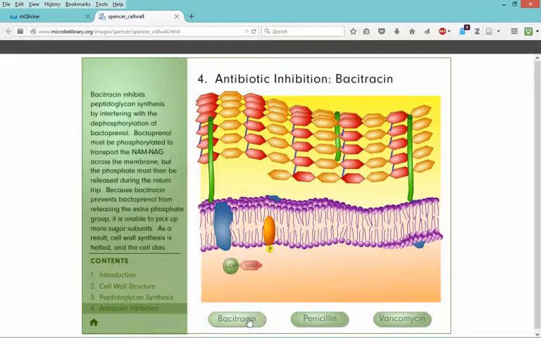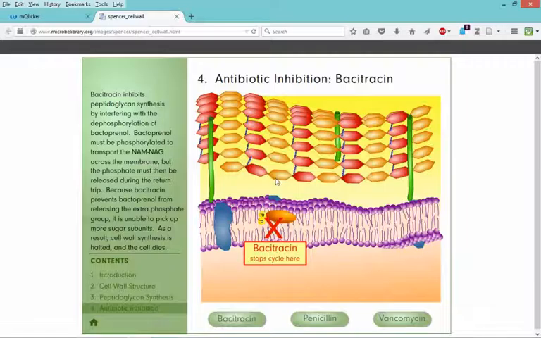So bacitracin, what does it do, right? So here's your peptidoglycan synthesis. The NAM-NAG gets attached to the bactoprenol diphosphate. The bactoprenol flips in the membrane. Okay, so this is a lipid transporter, but it prevents recirculation of the bactoprenol. So the cycle is disrupted. Okay, this can't be recycled and you can't export anymore. So it's going to inhibit cell wall synthesis.